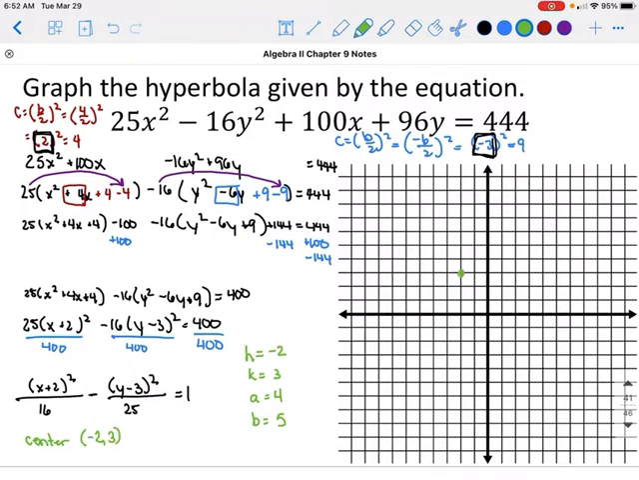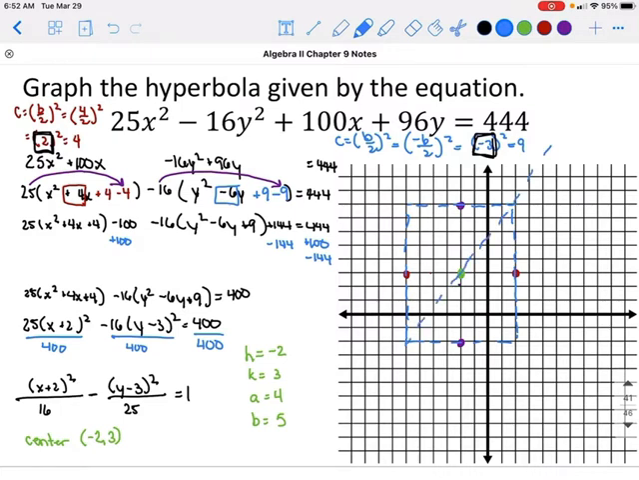This is where we're going to start. So we're going to start at negative 2, 3. Because the x comes first, in the x direction, we're going to move 4 units because our a value is 4. In the y direction, we're going to move 5 units. Then from there, we can create our box.